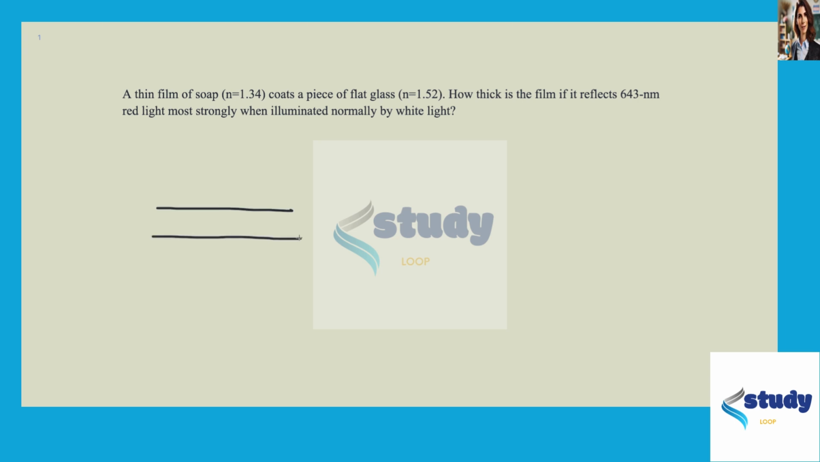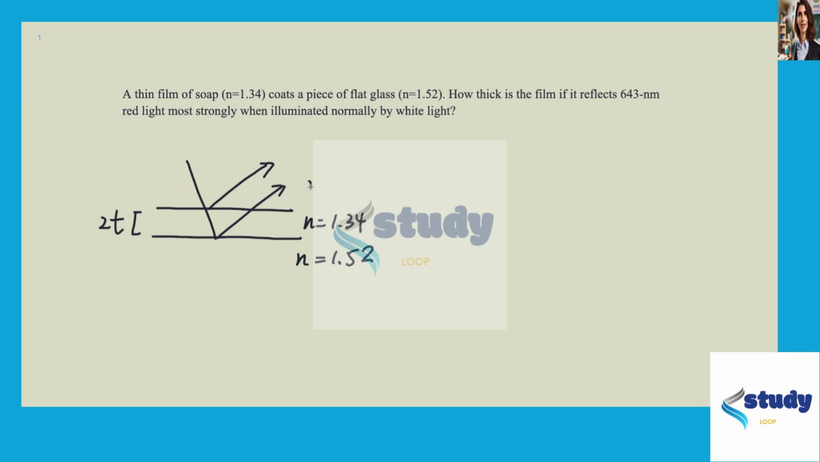So in this question, we have a layer of soap film that is n equals 1.34 on top of glass that is n equals 1.52. We're asked how thick the film is if it reflects red light more strongly when illuminated normally by white light. So that means it experiences constructive interference for red light.